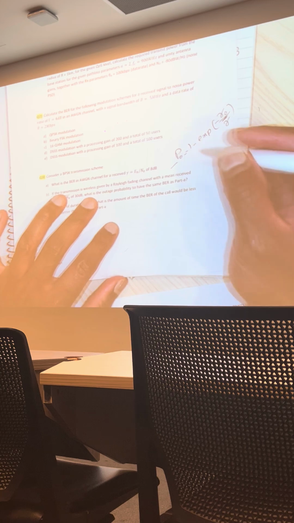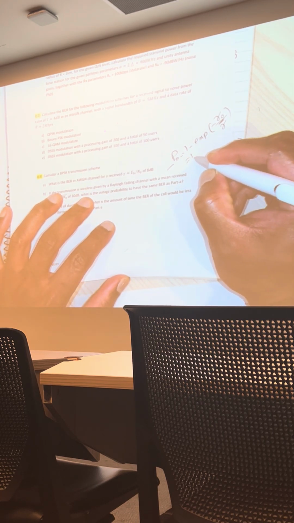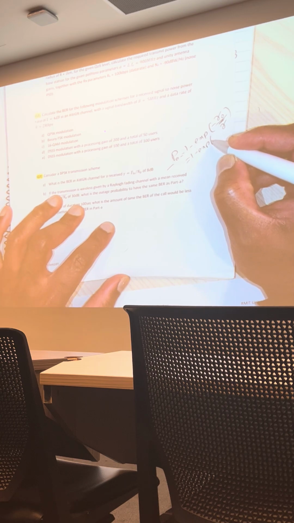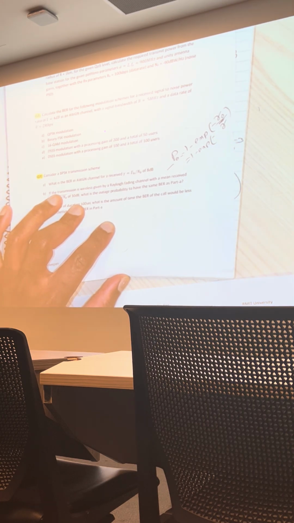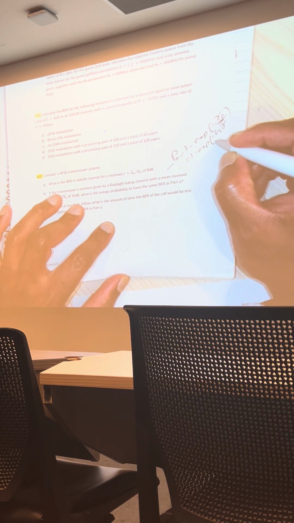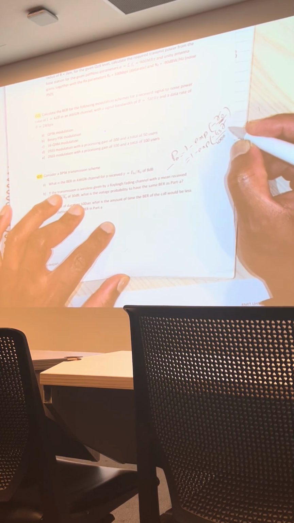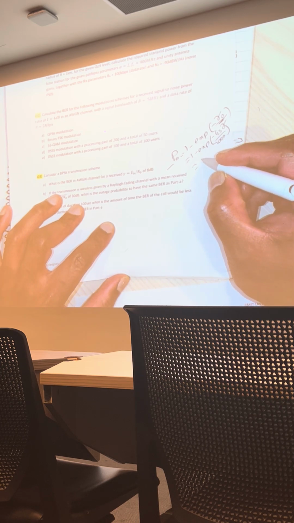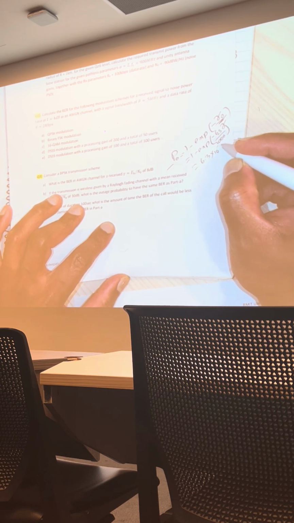Okay, so I'll just write the answer here itself. 1 minus exponential minus 8 dB is what? 6.3 on 1000. That's 6.3 into 10 to the minus 3.